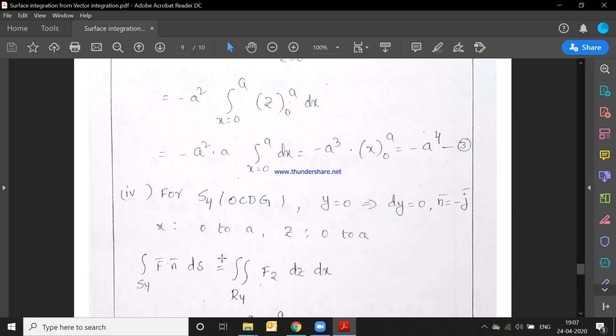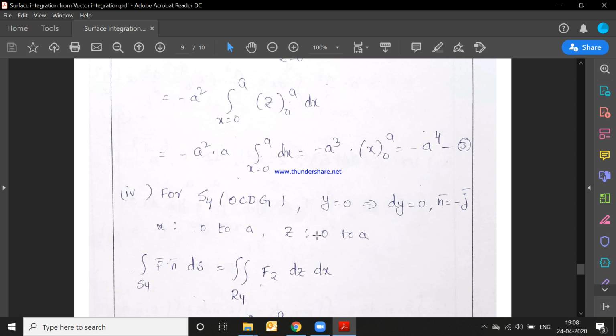Then next going to S4. S4 means it is the opposite of S3. Then opposite of S3 means the surface at y is equal to 0 and dy value 0, and the opposite outward drawn normal is opposite of j bar, so that's why we can take n bar is equal to minus j bar.